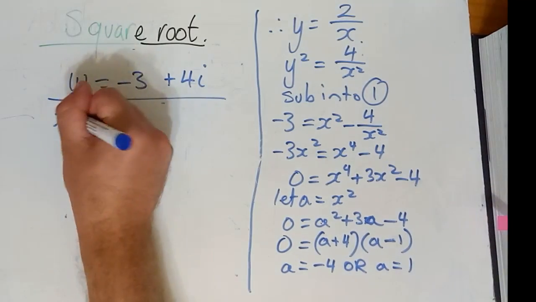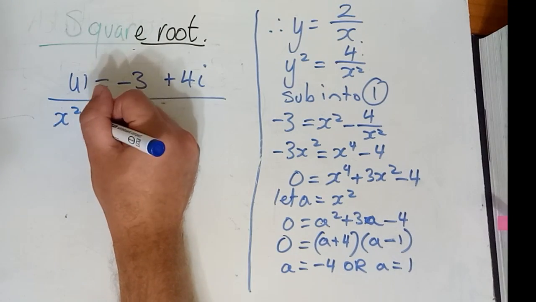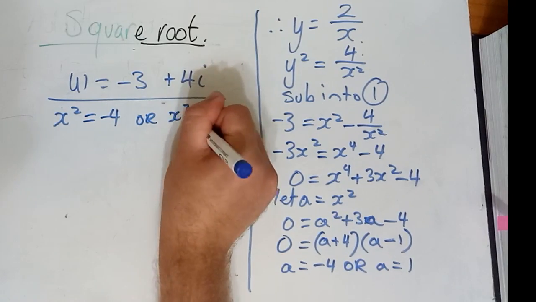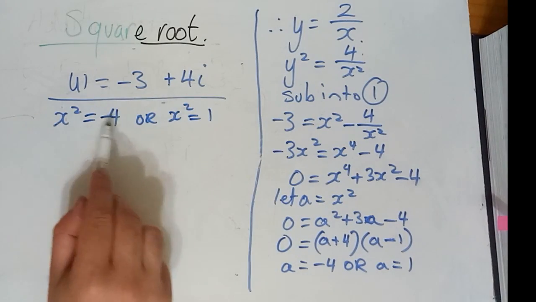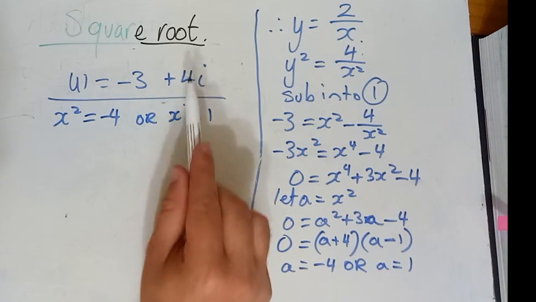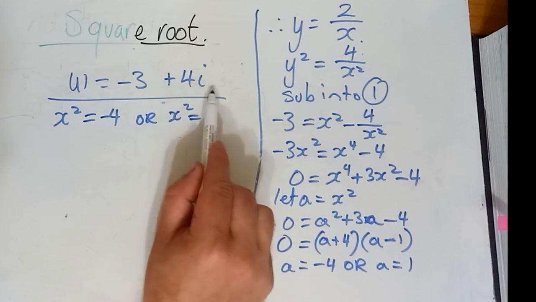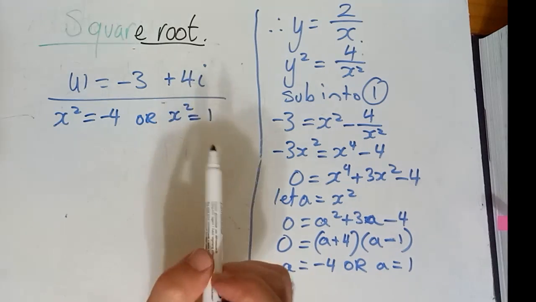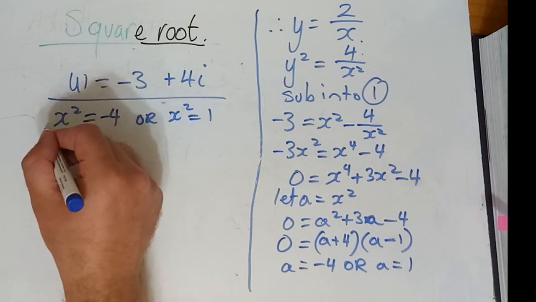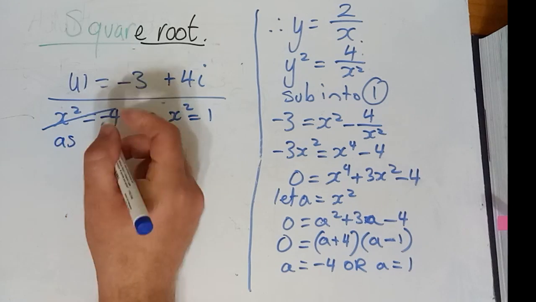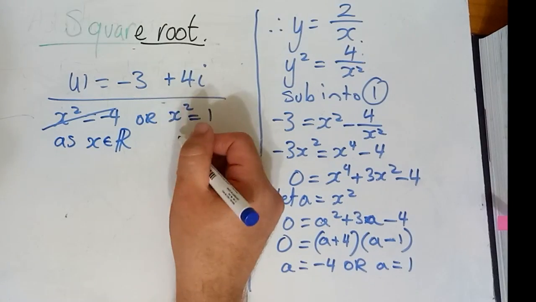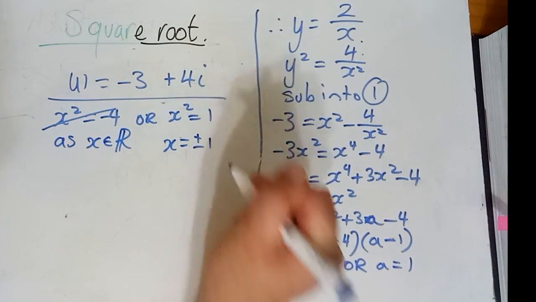Okay. So now we've got x squared is equal to -4, or x squared is equal to 1. Now, we can't have x squared equal to -4 because we're going to get non-real answers there, and x is a real number, and so is y. It's only when it's put with the imaginary bit that it becomes imaginary. So x and y are both elements of the reals, so we can get rid of this as x is in the real number system. Yeah. So we can get x equals plus or minus 1.